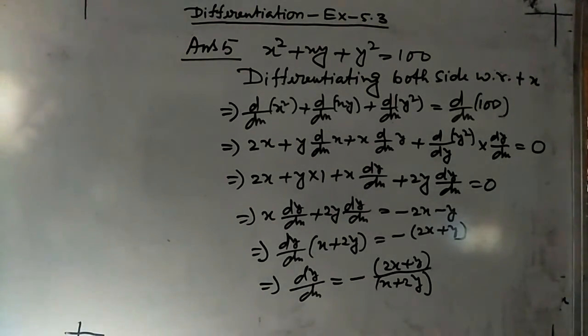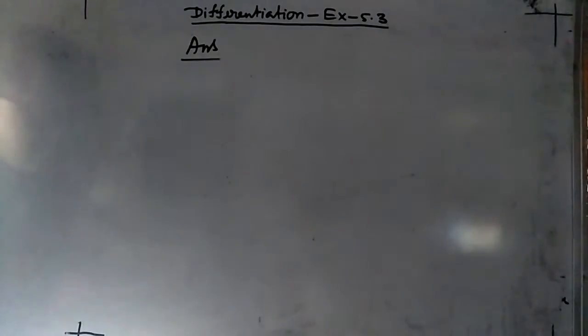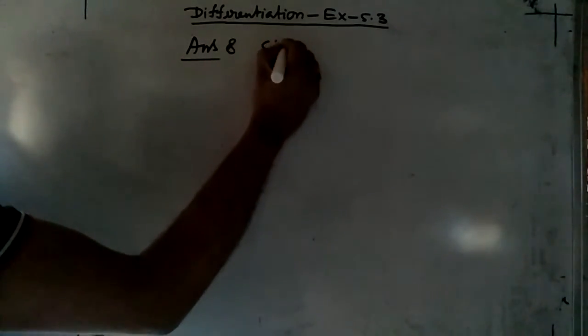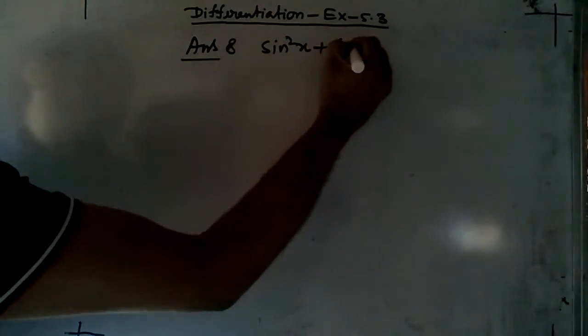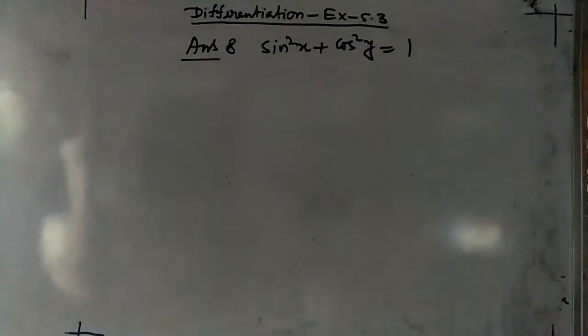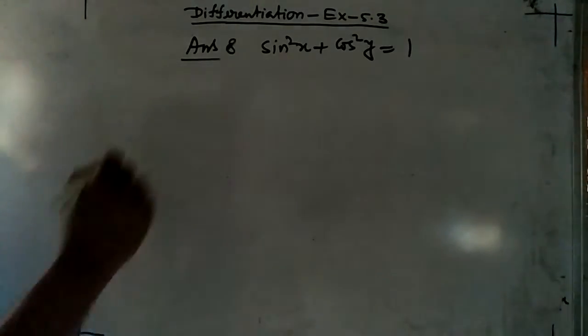So question number 8, next question. Just see the question. Question number 8 is sine square x plus cos square y equals to 1. So is it implicit function or explicit function? It is implicit function, but no need to think. All the terms we can differentiate and we will get dy by dx.